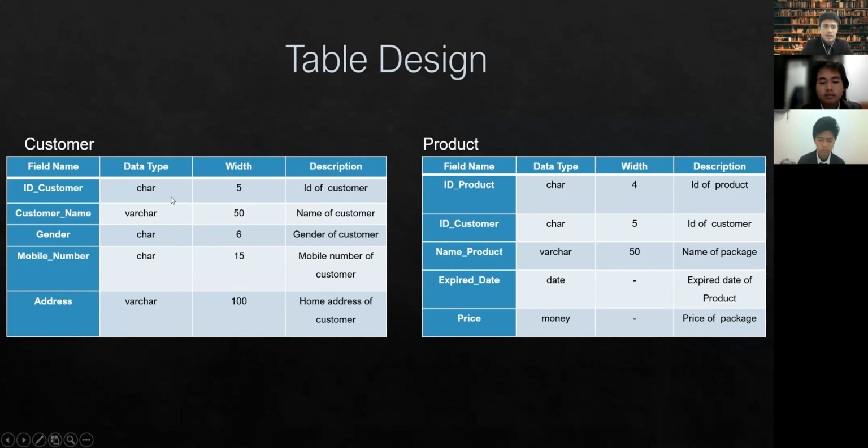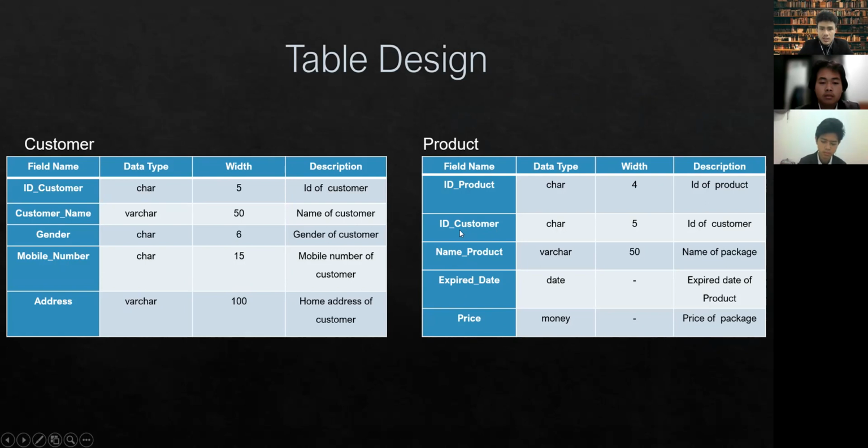Table design. First table design is customer table. The file name is ID customer, customer name, gender, mobile number, and address. For example, ID customer with the data type char and with the width is 5 and the description is ID of customer. Product table. The file name is ID product, ID customer, name product, expire date, price.